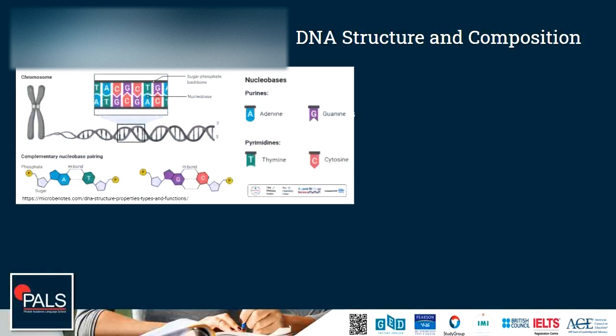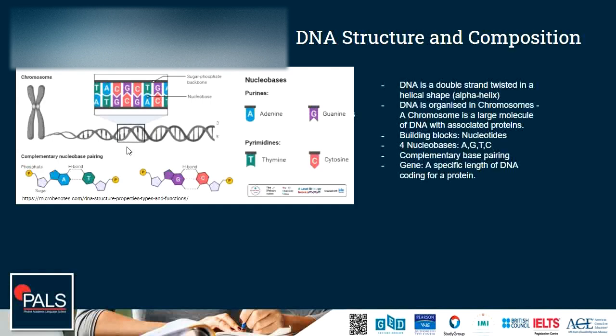Okay, so a little bit on the structure of DNA. We can see how DNA is organized here. We can see a chromosome, and a chromosome is basically in this shape a very, very condensed form of DNA. It's a very long molecule coiled up into this chromosome shape. And we can see that the DNA has this typical alpha helix structure, this helical shape. We have the notes here on the side. DNA is a double strand twisted into a helical shape. DNA is organized in chromosomes.